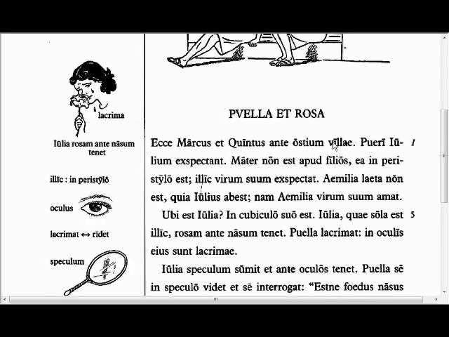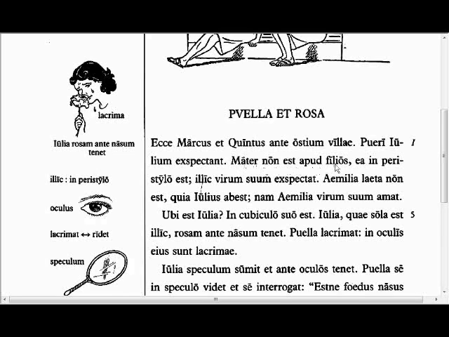Notice that there's no sunt here, right? Marcus and Quintus, we miss sunt, and often in a Latin sentence we will not have sunt, and so you'll have to supply it when it's missing. Pueri Iulium expectant. The boys are waiting for Julius.